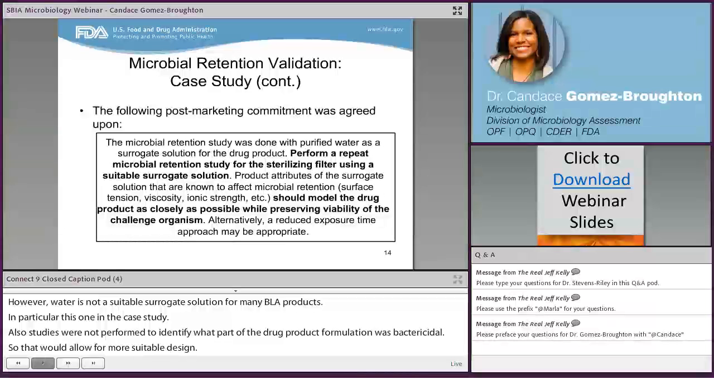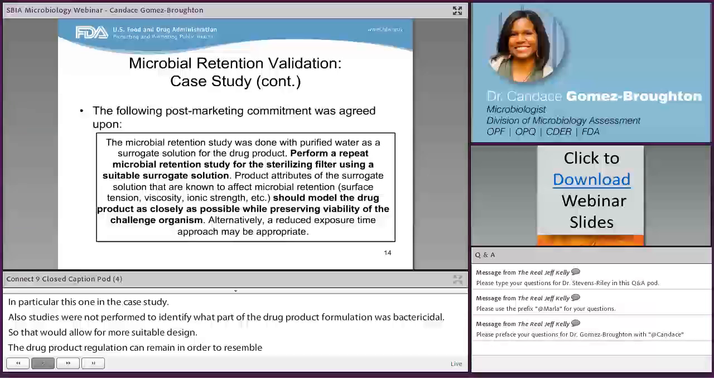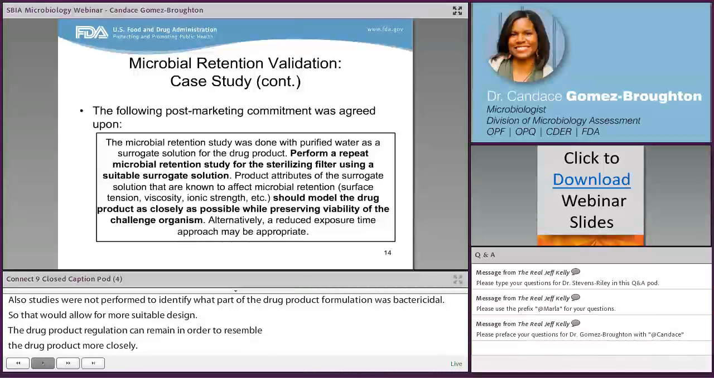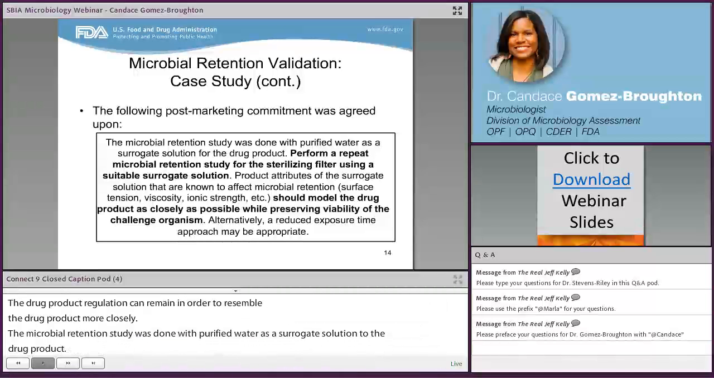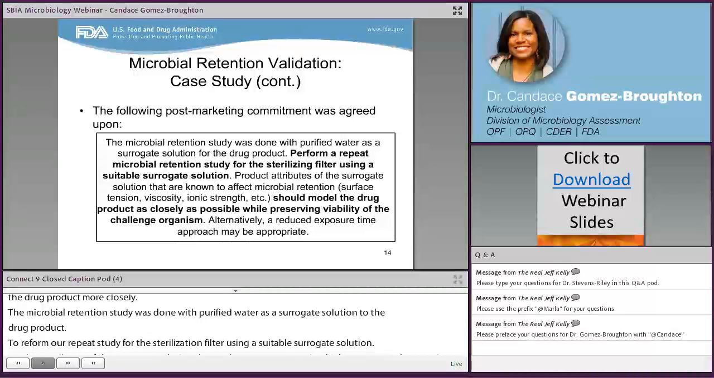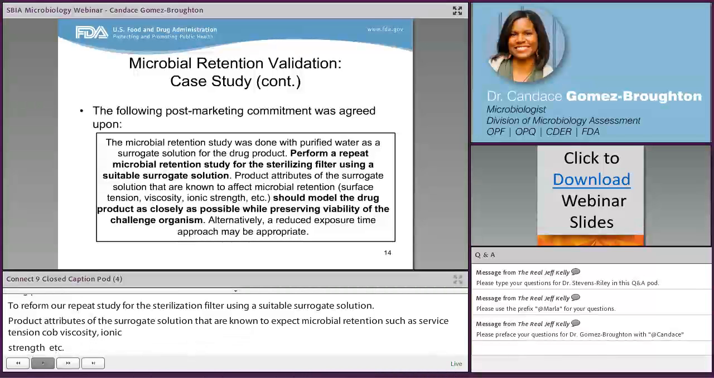So as a result, the following post-marketing commitment was agreed upon, and I'll read it word for word. The microbial retention study was done with purified water as a surrogate solution for the drug product. Perform a repeat microbial retention study for the sterilizing filter using a suitable surrogate solution. Product attributes of the surrogate solution that are known to affect microbial retention, such as surface tension, viscosity, ionic strength, etc., should model the drug product as closely as possible while preserving viability of the challenge organism. Alternatively, a reduced exposure time approach may be appropriate.